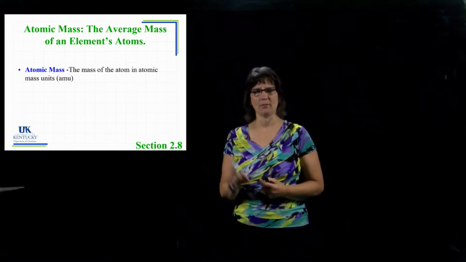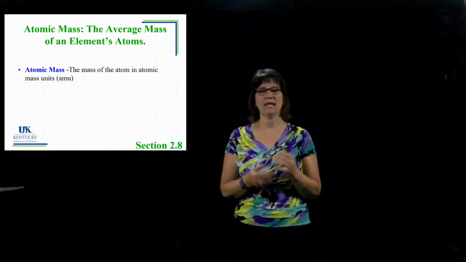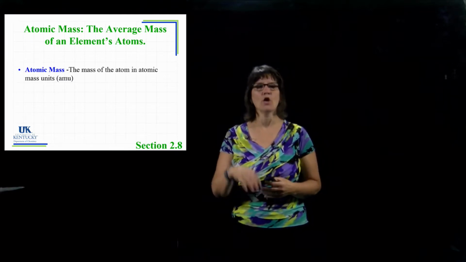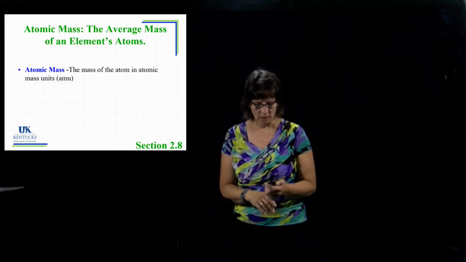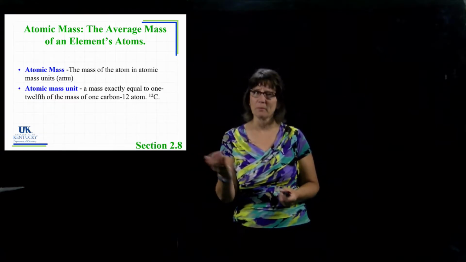It's coming off our periodic table. Let's define some terms. Atomic mass is the mass of an atom in atomic mass units. Okay, so that is what an atomic mass is. When you look at a periodic table, one of the numbers associated with the elements is its atomic mass. So what is an atomic mass unit?